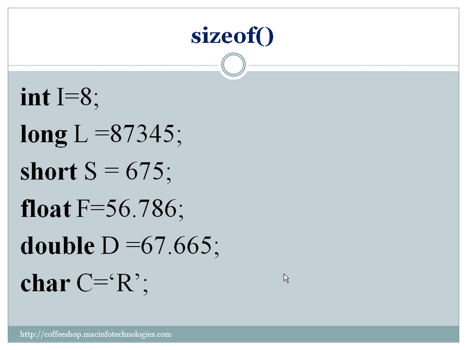We have one more function called sizeof. This function will give you the size of different types of variables. In this we have considered int, long, short, float, double and char. So we have a variable i and we have assigned a value 8, L with value 87345, and short S with 675. These are the values we have assigned for everything, float, double and char.